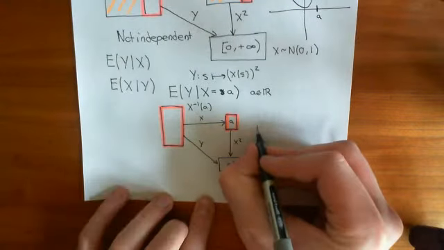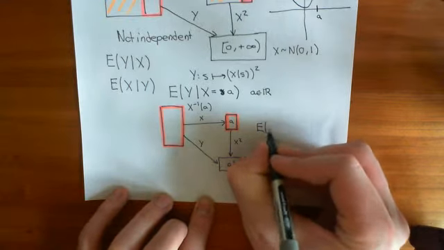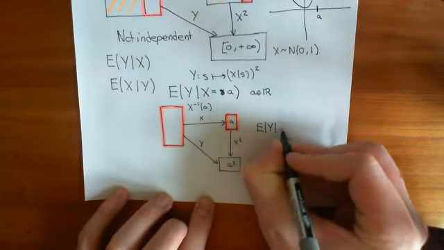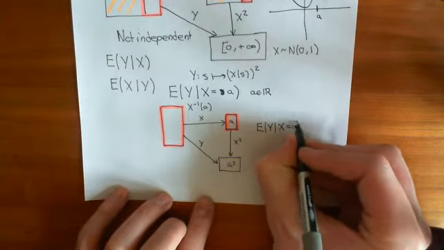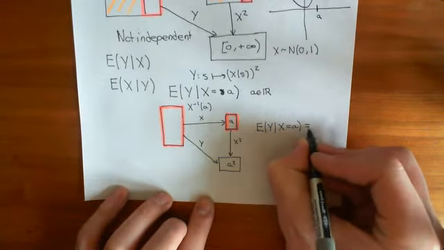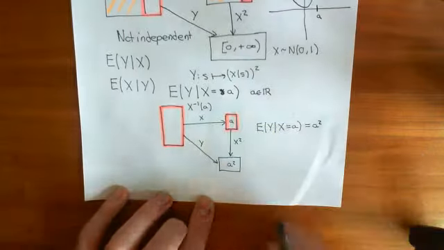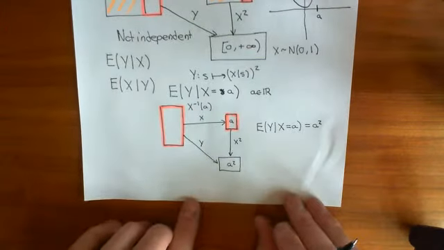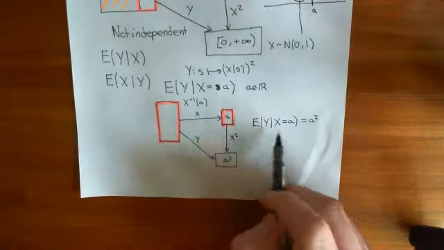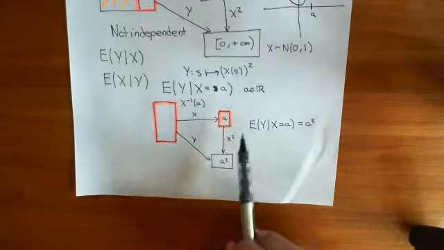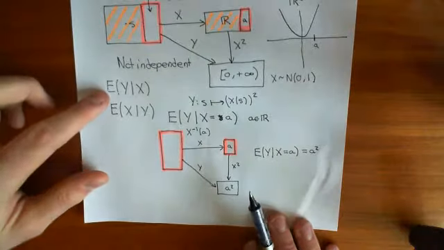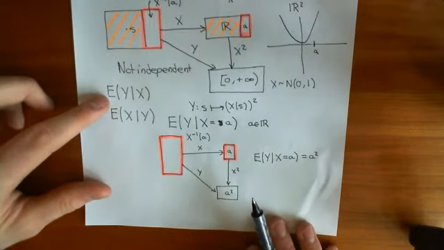So the expected value of this random variable y, given that we are conditioning on this probability space, which is that x is equal to a, is equal to a squared. Okay, so that gives us the value for this specific case. But we might now want to view this conditional expectation as being a random variable in its own right.